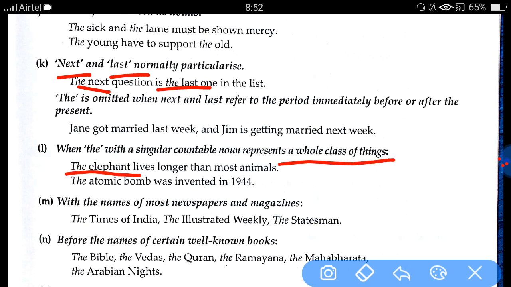The elephant means the complete lot of elephants. It's not a particular elephant but the whole class of it. Then with the names of most newspapers and magazines. Here we have the newspapers and magazines: the Times of India, the Illustrated Weekly, the Statesman, etc.